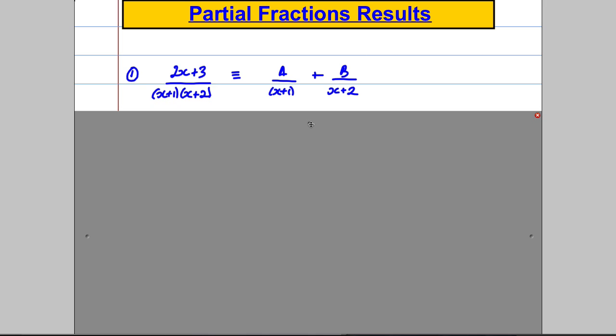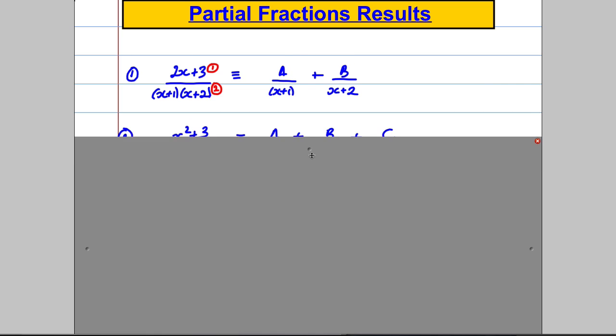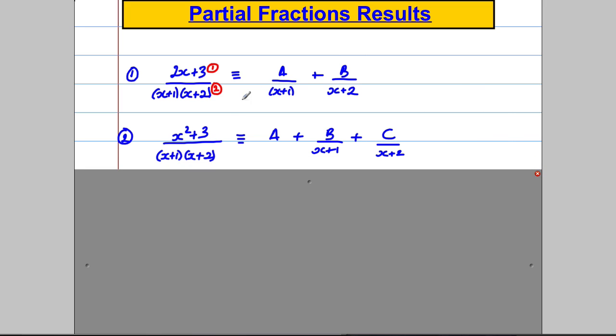If I have a linear, which is x to the power of 1, over a quadratic, x to the power of 2, with two distinct factors, I get a number over the first factor plus a number over the second factor. That's how I'd write it in partial fractions. If I had a quadratic on top, a power 2, and a quadratic on bottom, I would get a constant, a number over the first factor and a number over the second factor.